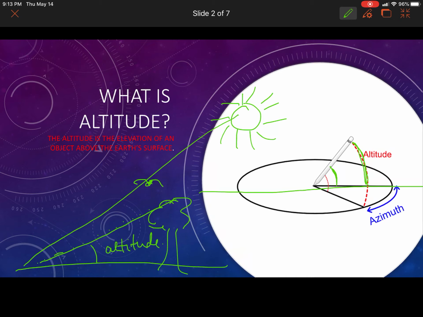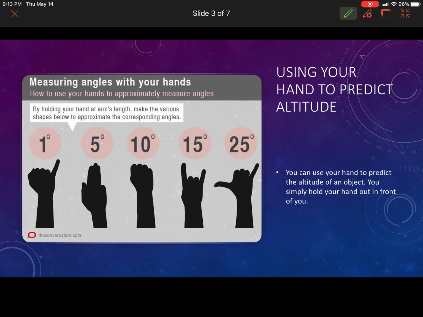Now, if we were in class, we would have built what's called an astrolabe to figure this out. An astrolabe is a device that you can use to help you measure the angle. But because you're all at home right now, we're not going to build it, and instead we're just going to use our hands. Using your hand works pretty well, oddly, for predicting certain angles, especially for celestial objects. So we're going to use our hand to predict altitude.